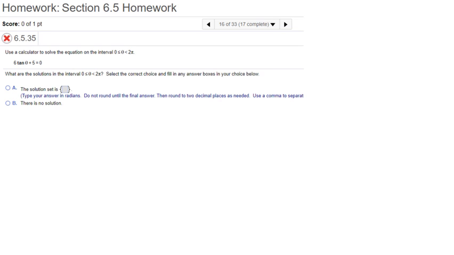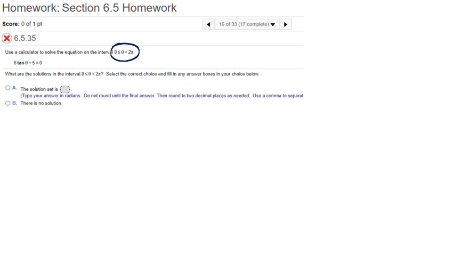All right, looking at the first question that was brought in terms of homework here. Let's take a look at this. This is the "use a calculator to solve the equation on the interval 0 to 2 pi," and then there's our equation. So let's go for it here.